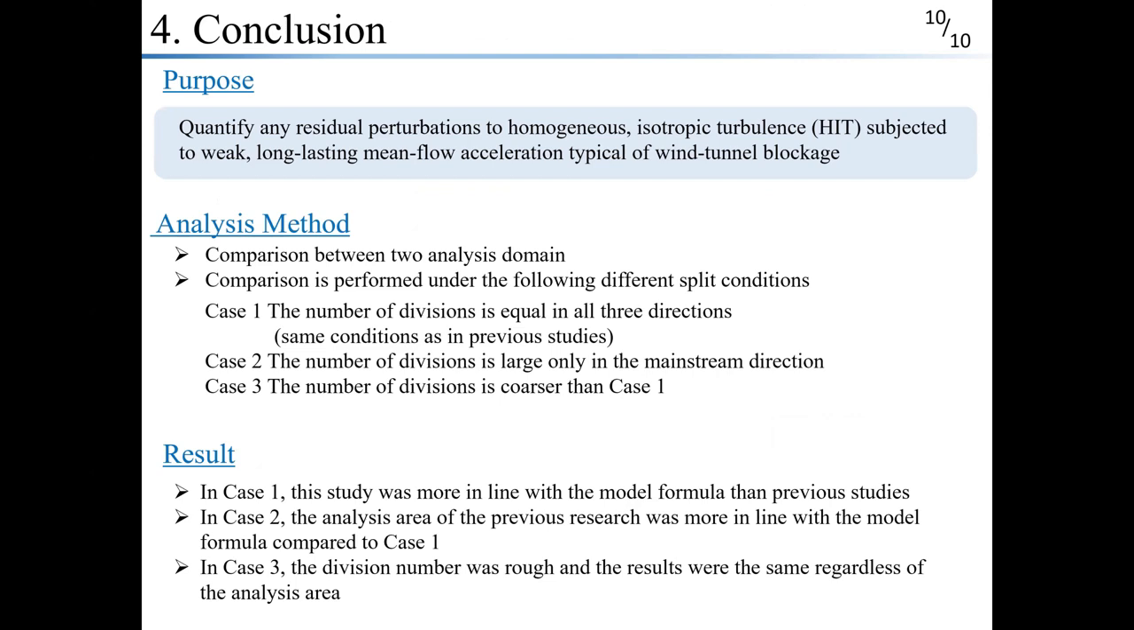This study aims to quantify residual perturbation in homogeneous isotropic turbulence and the weak but substantial mean flow acceleration typical of wind tunnel blockage effect. This grid distribution setup was tested across two domain configurations, and comparison is performed under the following different split conditions.